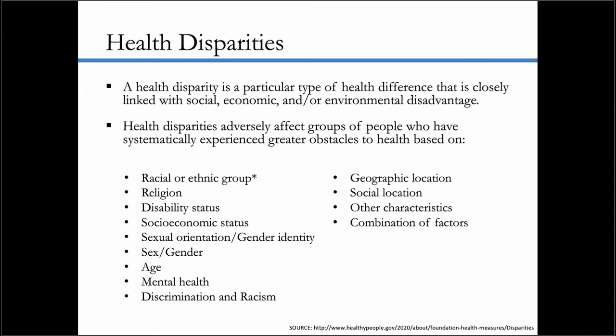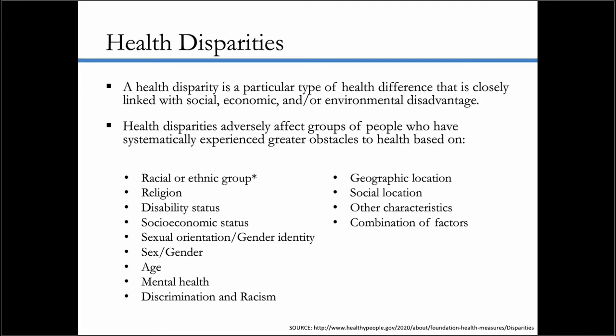So when we typically talk about health disparities, we talk about them as adversely affecting groups of people who have systematically experienced greater obstacles to health based on some type of membership they have in a group. So we often talk about it as health disparities by race ethnicity, and we'll talk about race ethnicity in more detail in just a moment, or religion, disability status, socioeconomic status, sexual orientation or gender identity, sex or gender, age, mental health status, based on discrimination and racism, geographic location, social location, and a combination of other factors.